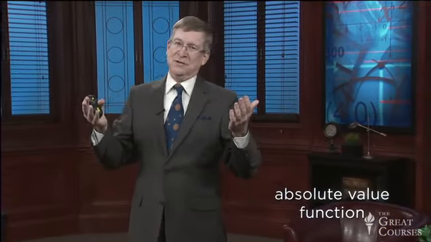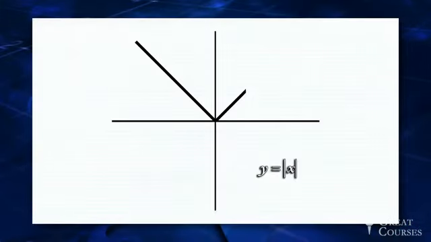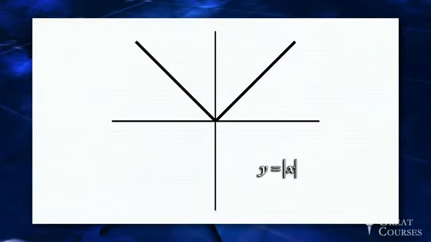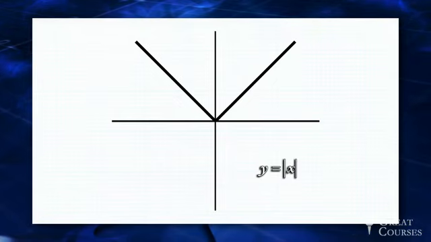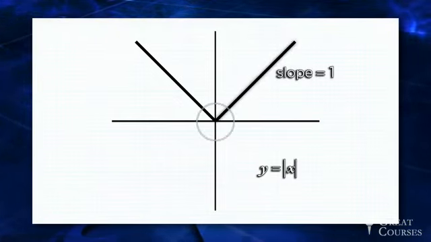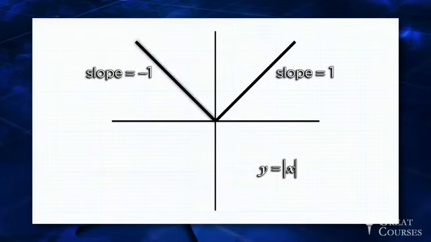Okay, one of my favorite functions, the absolute value function. It's also in my back pocket. It's getting to be pretty full, I know. The graph of the absolute value function is a V-shaped curve, and actually it's got a sharp point down there at the origin. The slope is 1 on one side and minus 1 on the other side.